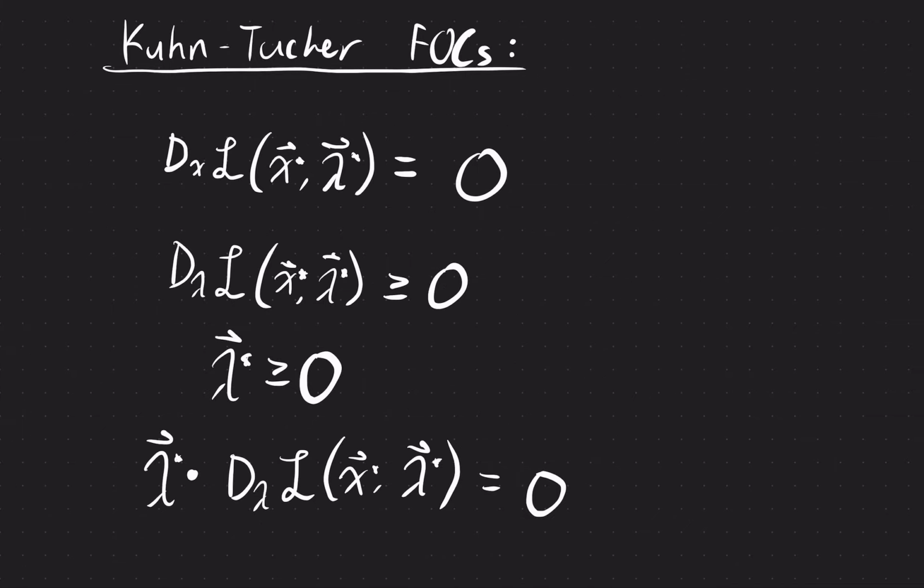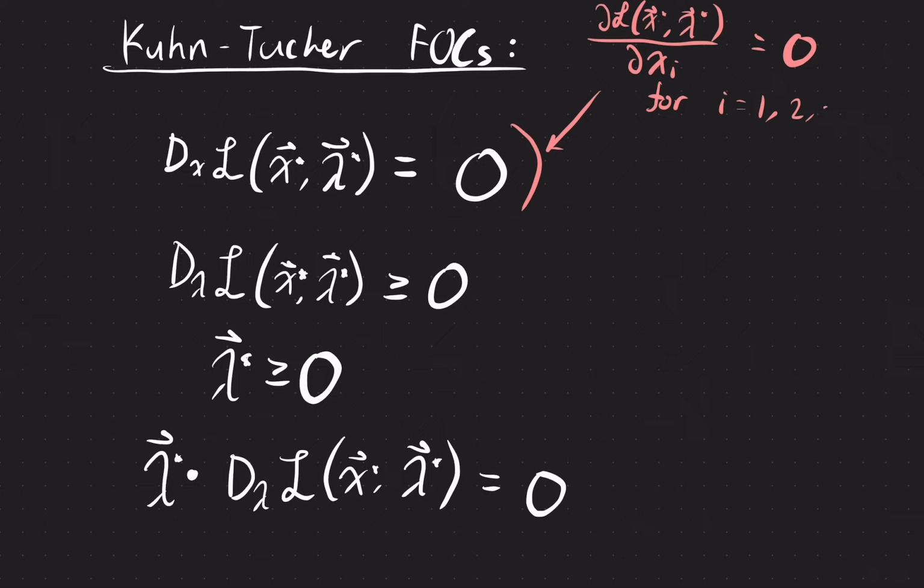Sorry, now let's get back to the FOCs. So the x gradient of the Lagrangian, the partial derivative with respect to each x, is going to be 0. So what that means is the partial derivative of the Lagrangian evaluated at the optimum with respect to each xi will be equal to 0 for all of the i's between 1 and n. And I guess technically this guy should be the 0 vector.